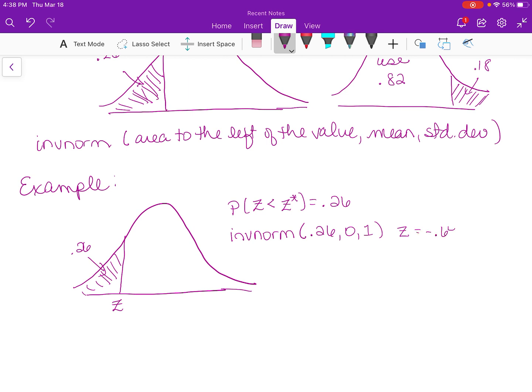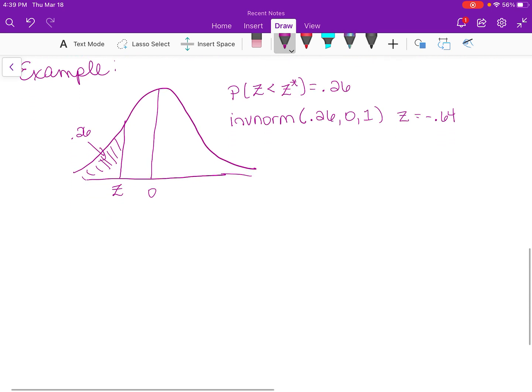Negative 0.64. So let's talk about that. That's a negative z-score, which indicates that I'm almost one standard deviation below the mean. That makes sense because if it's a z-score, the mean is 0. I know my line is to the left, so I should have ended up with a negative z-score. Look at that, because if you've got your picture and you've got it shaded and you were to put in the wrong probability, it would give you the z-score on the opposite end. So that's a way that you can evaluate whether what you're doing is correct.